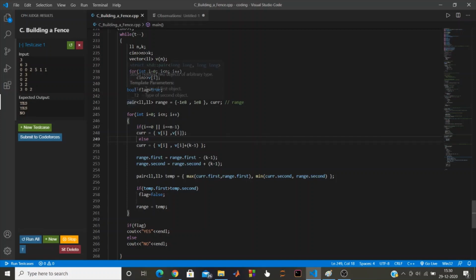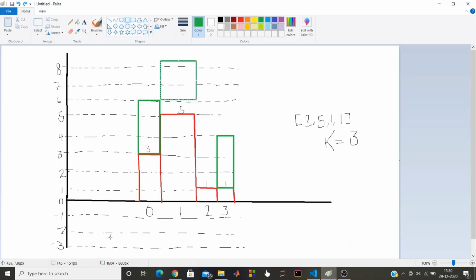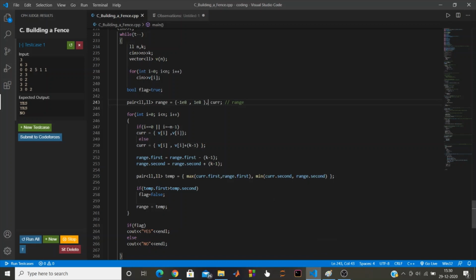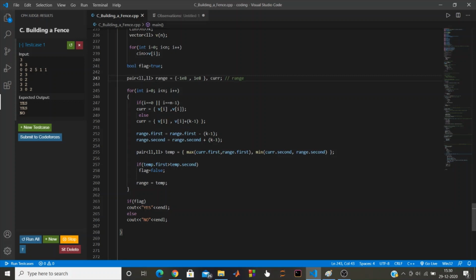I have initially marked my pair as minus a large value and plus a large value. That is, I have the interval from minus infinity to infinity, as I can start my slab at any point. Now I will run a loop. If i equals 0 or i equals n minus 1, I said earlier that its configuration is fixed. That is, it can start from only one point, so its range is just one point. For every other node, its range is this.